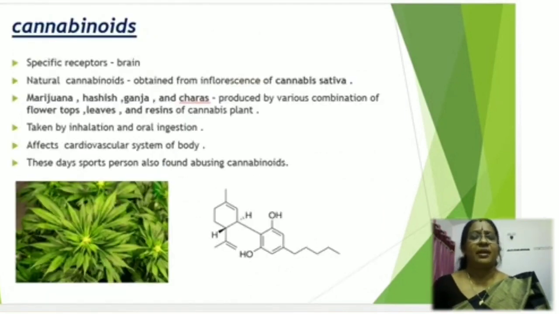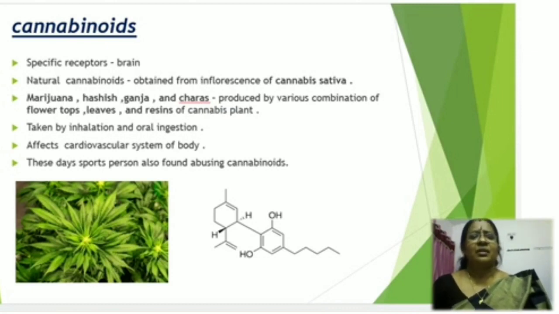So the next one is cannabinoids. The important receptors are found in our brain. The natural cannabinoids are obtained from the inflorescence of Cannabis sativa. The diagram of Cannabis sativa is shown here.